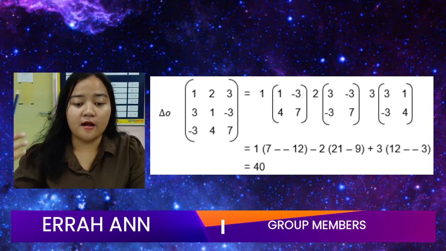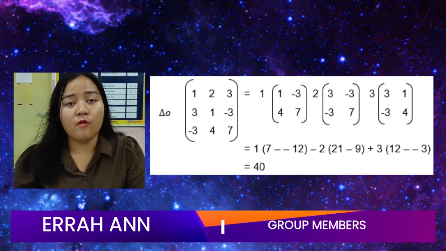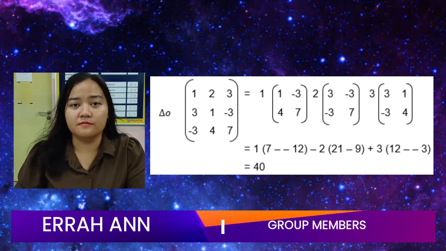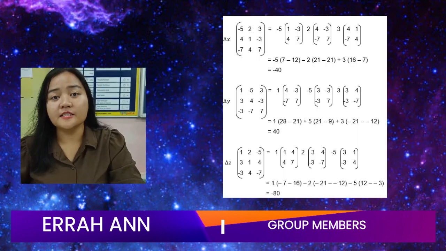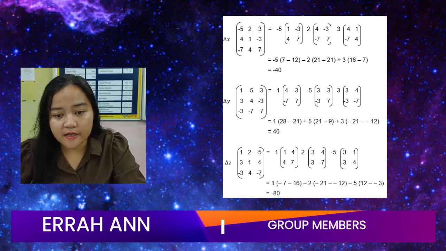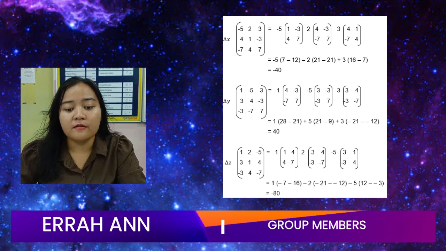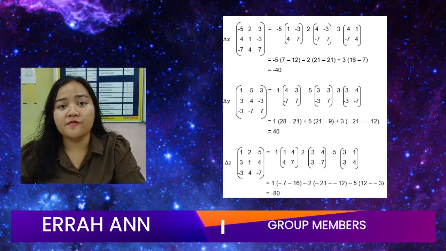For delta x, delta y, and delta z, we are going to use the same method and formula. The answer for delta x is negative 40, for delta y is 40, and for delta z is negative 80.